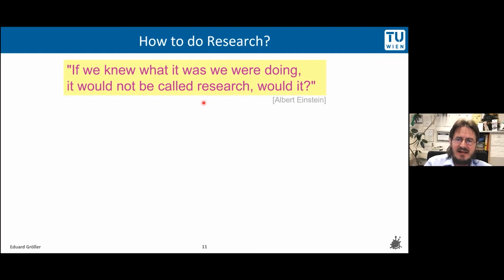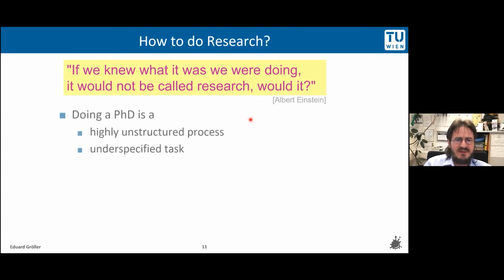And Albert Einstein, not the worst researcher, said, if we knew what it was we were doing, it wouldn't be called research, would it? So it's a bit of an uncertain process that you're doing. And doing the PhD is actually a highly unstructured process. It's an underspecified task.